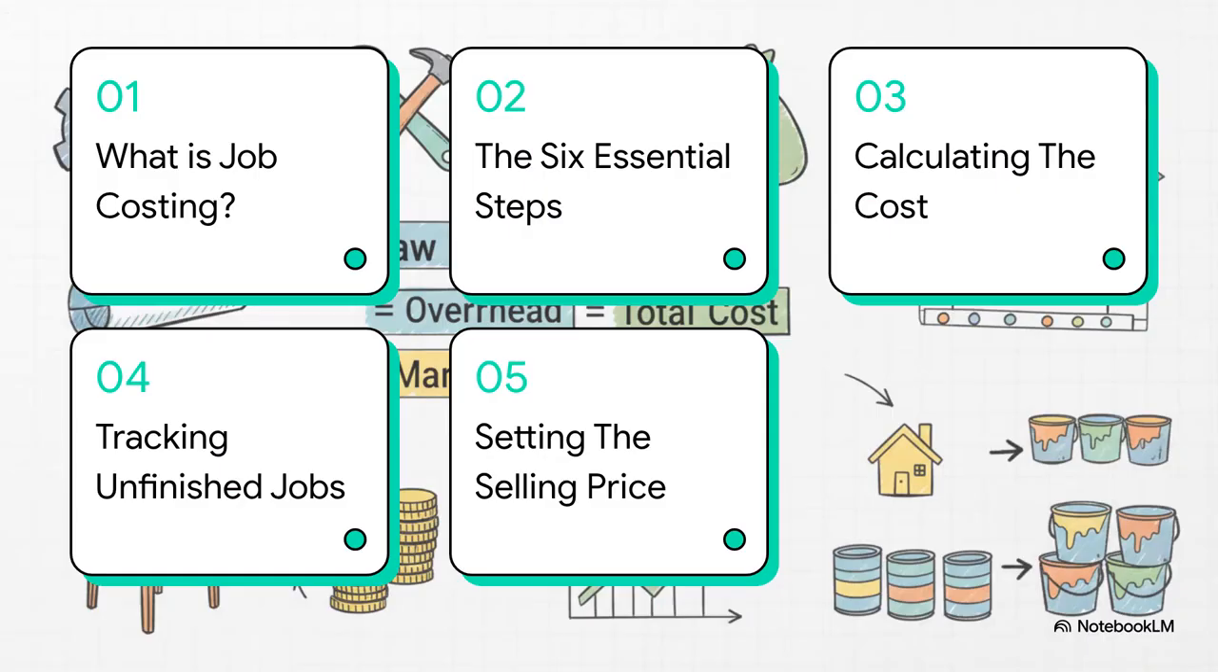Okay, so here's our game plan. We're going to do a quick refresher on what job costing is. Then we'll walk through the 6 essential steps to get it done. After that, we'll get into the nitty-gritty of calculating the total cost, see how you track jobs that aren't even finished yet, and finally, how you put it all together to set the perfect selling price.